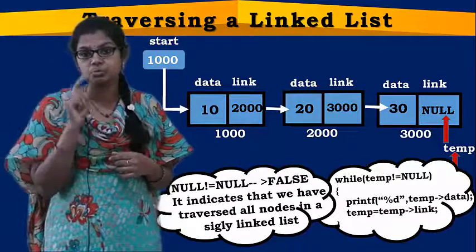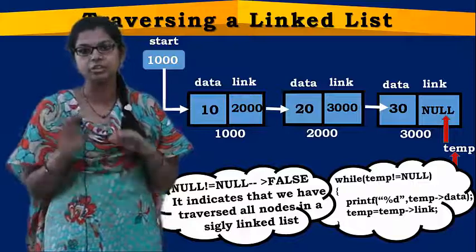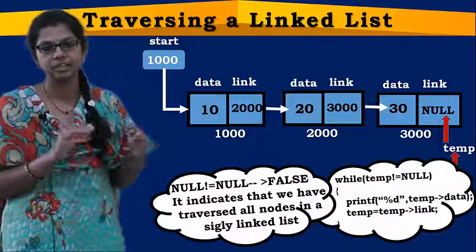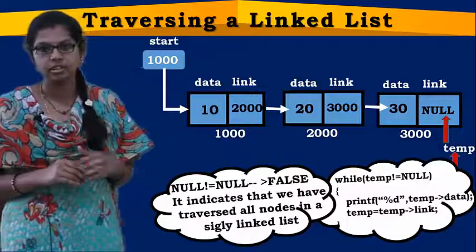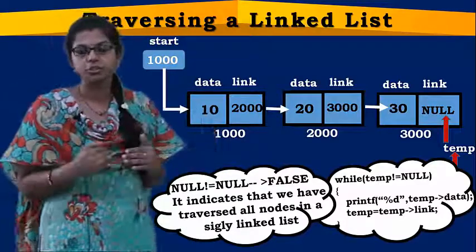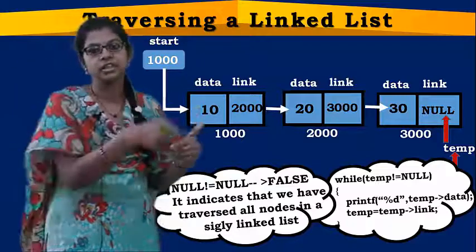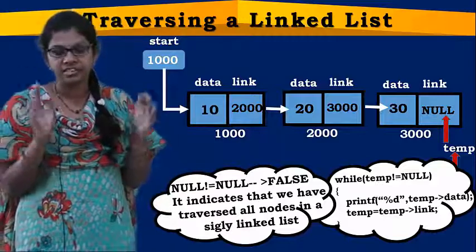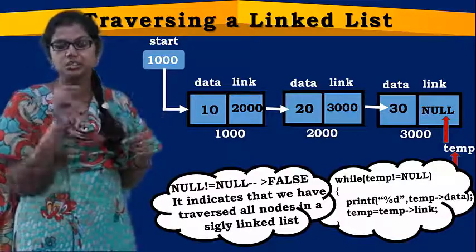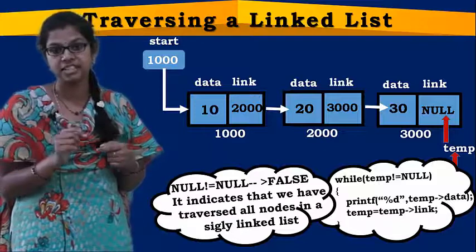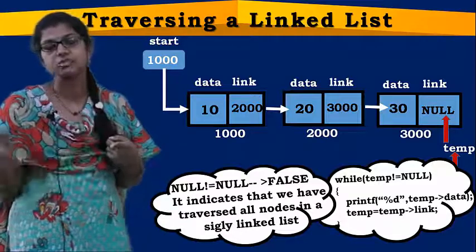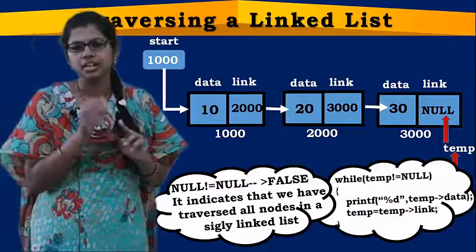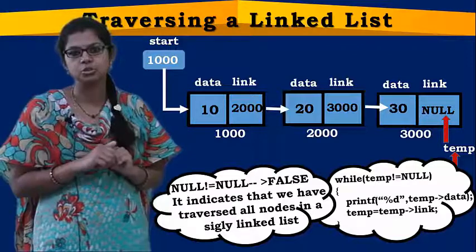When temp is pointing to null, it means that you have completed visiting each and every node in a singly linked list and you have printed each data part. So in this way you travel from the first node to the end. This is very important. If traversing is clear, it will be very easy to understand the code of all the rest of the functions: insertion, deletion, searching, modifying, because traversing is nothing but visiting each node, right?